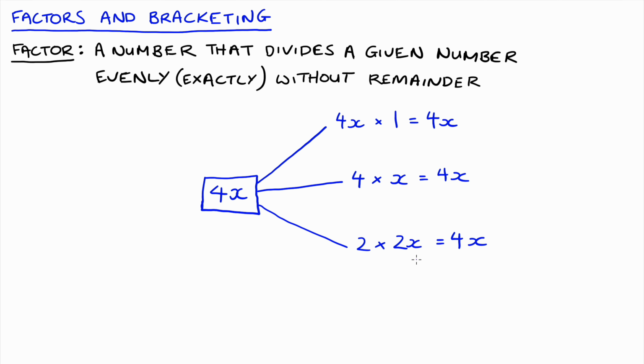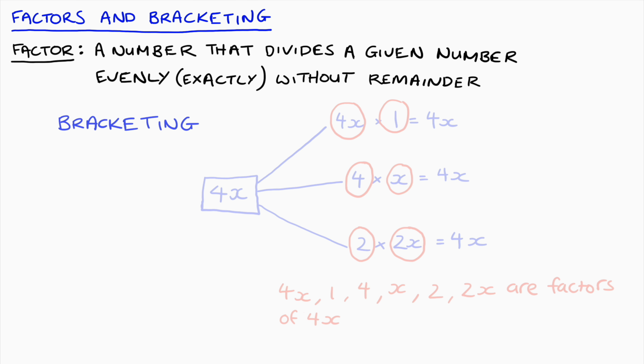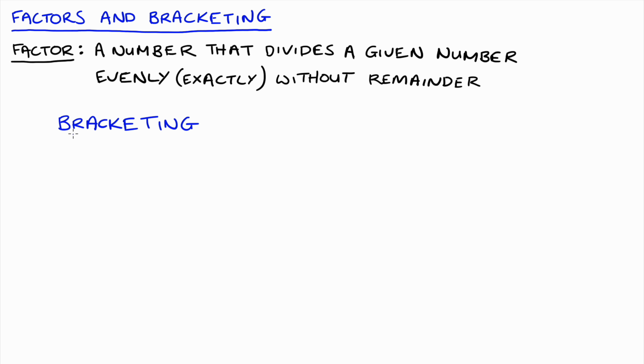And I could do 2 times 2x. And I think that that's it. I don't think that there are any other whole numbers that I can multiply together in order to get to 4x. So our factors then are 4x, 1, 4, x, 2, and 2x. So that's factors. They're really important, and it will make life much easier for us if we know how to find them. The second thing I wanted to do in this video is talk about bracketing.